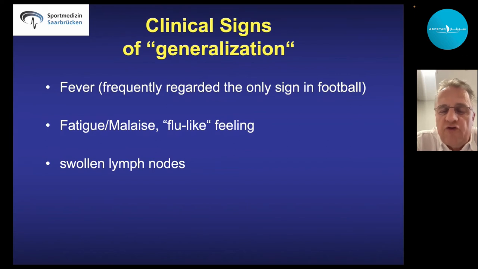This is frequently regarded by coaches in football as the only relevant sign for infectious diseases, which of course is everything other than true. So even if an adult player does not have fever, he or she can still have general signs of generalization. Another one is fatigue and malaise, or something like a flu-like feeling. When you talk to your athletes, to your players, and you know them well, I think you have a feeling of when they develop that. You can also ask if they feel ill more locally, or if they have a sense of their whole body being affected. And a purely clinical sign is swollen lymph nodes, of course.